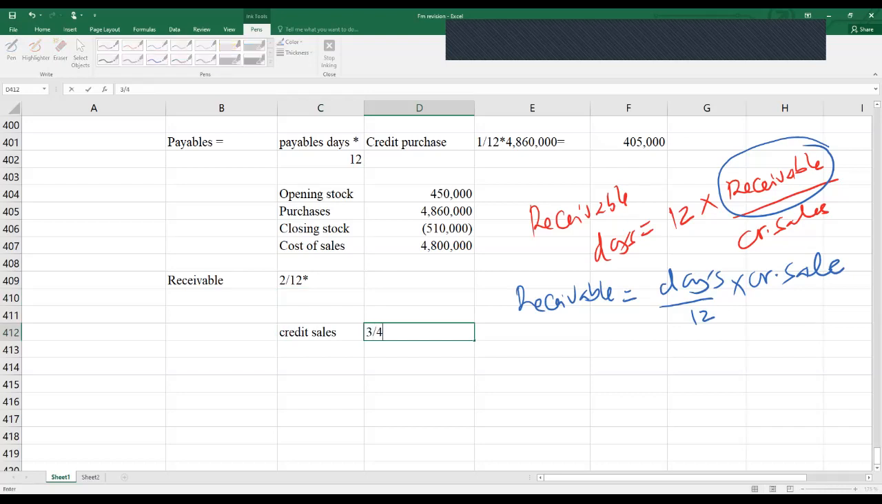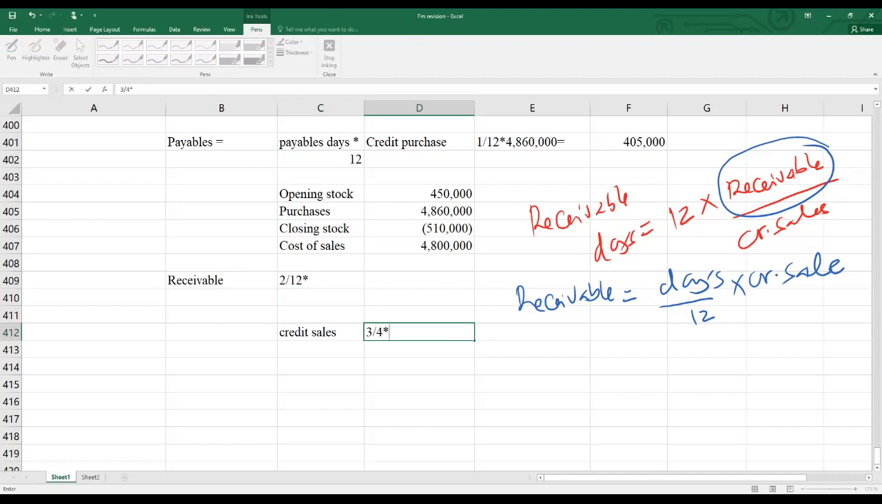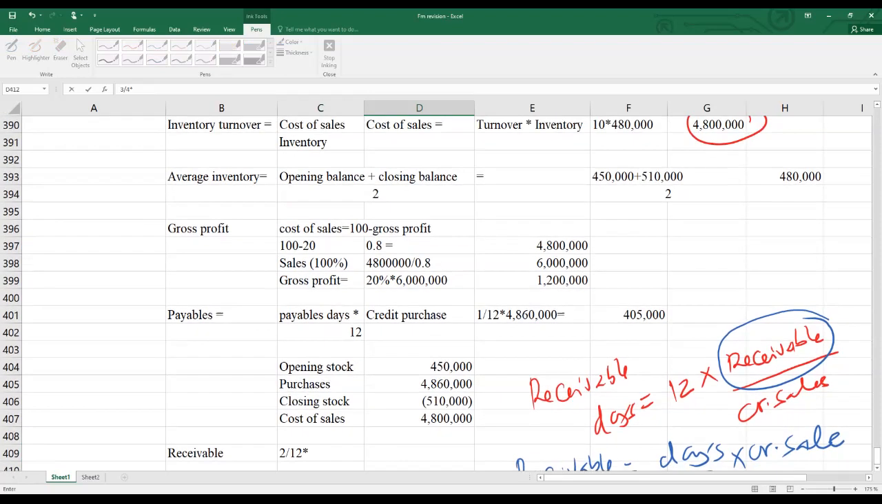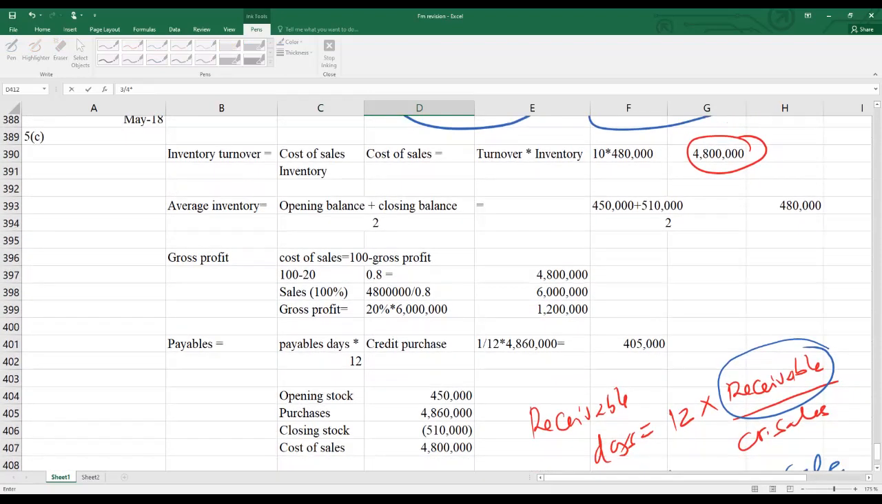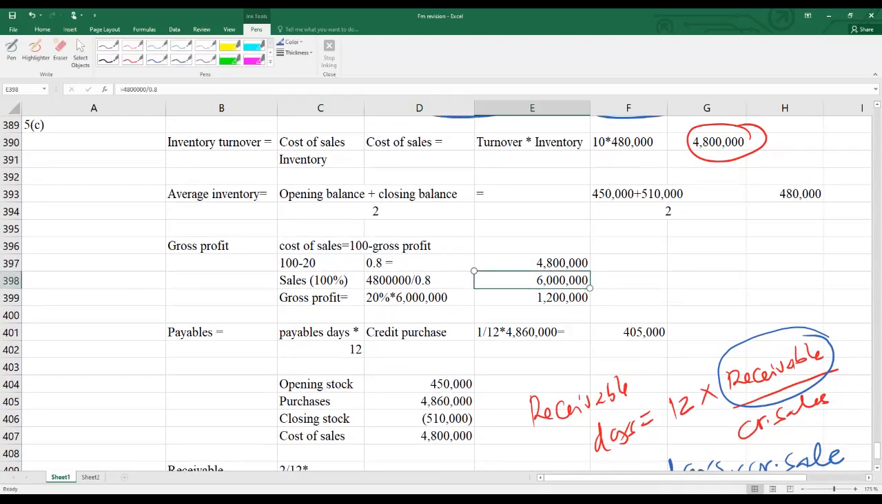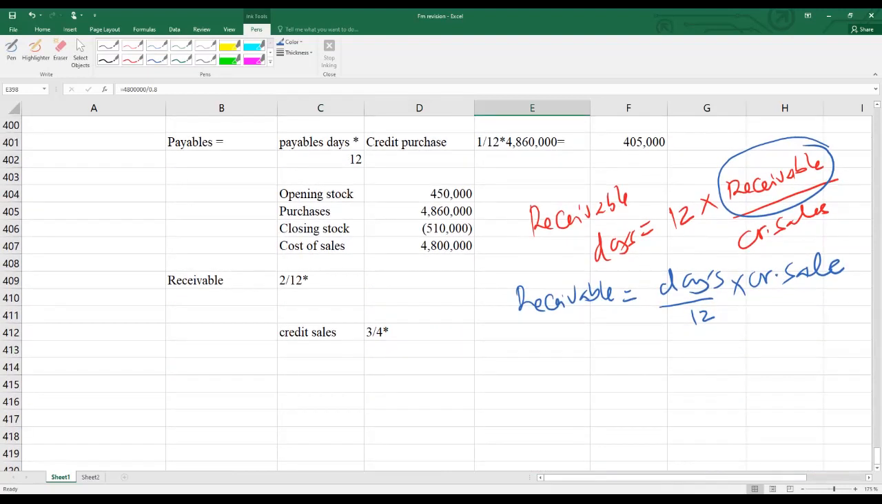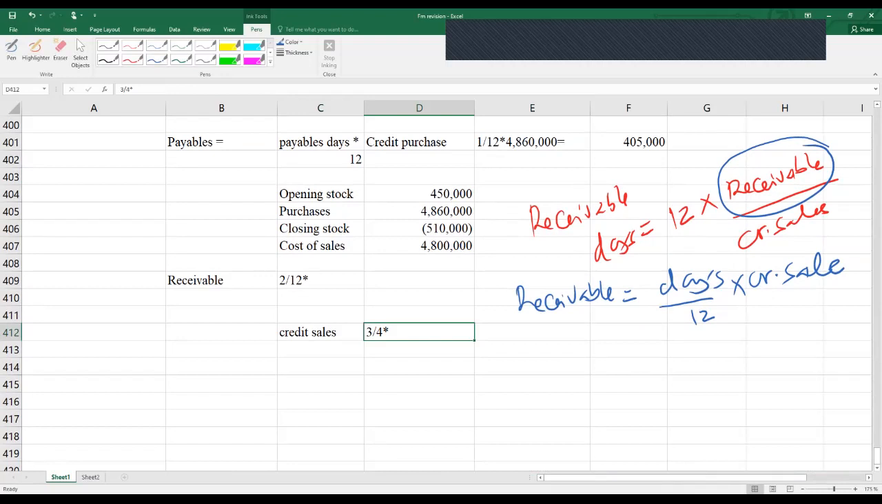So 3/4 of the sales were on credit because a quarter was on cash. Therefore, the balance was on credit. So multiply by the total sales, which we have already somewhere. Sales of the company this year is 6 million, because we've done 6 million. Therefore we multiply by 6 million, which gives us the credit sales of the company.